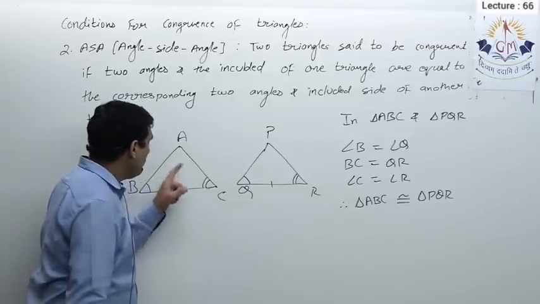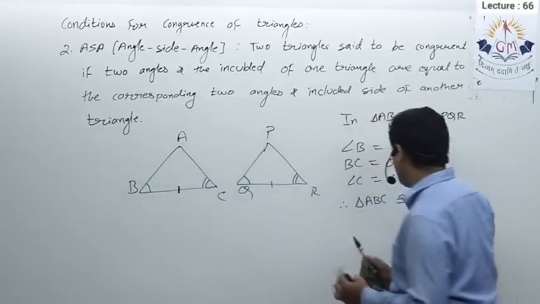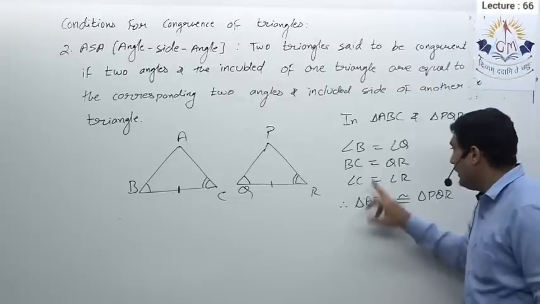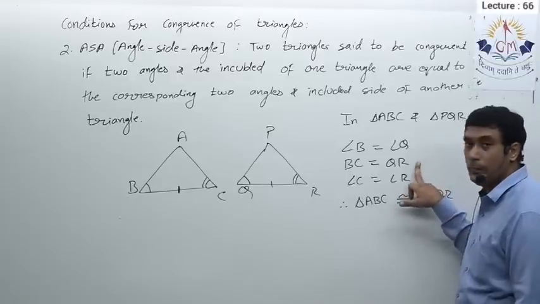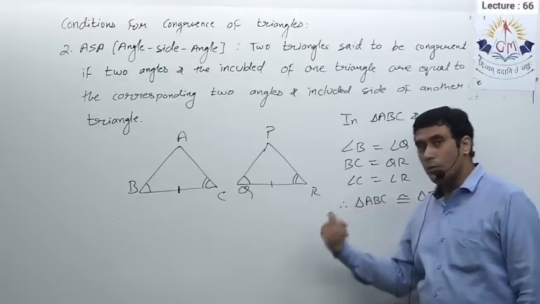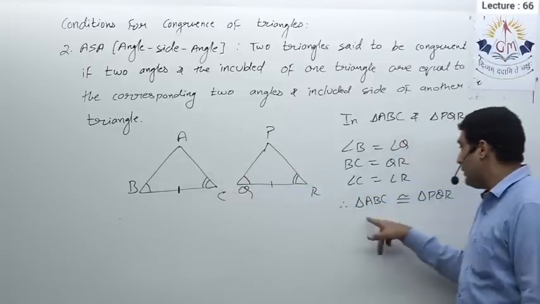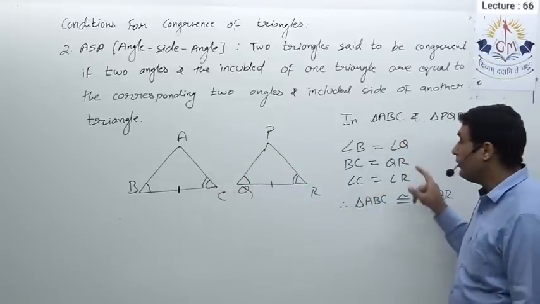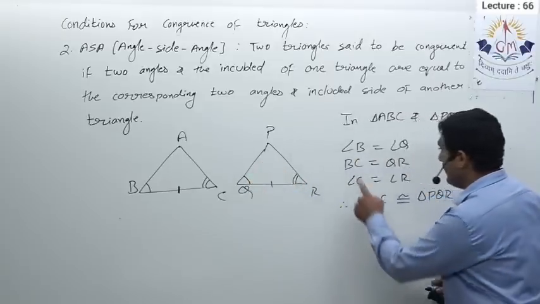Okay, before I give you one more example, there is one more thing we can conclude. It is given B equal to Q, C equal to R, and BC equal to QR. Now, other than these three parts, there are three more parts of these two triangles which are equal. Why? Because the triangles are congruent. Now, what are those parts? See here.